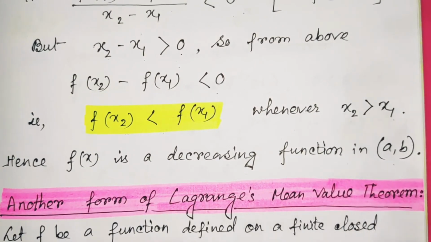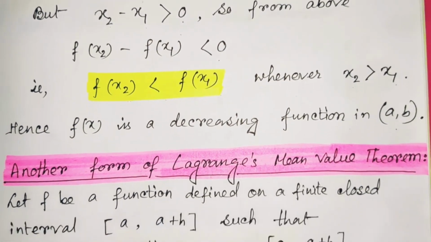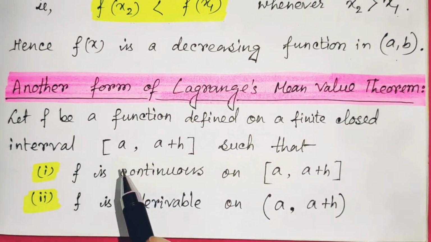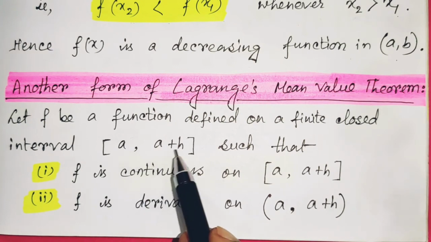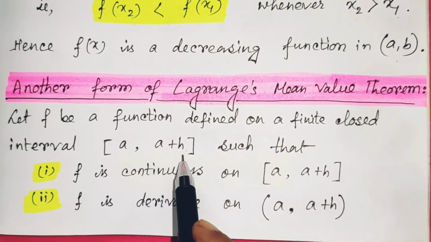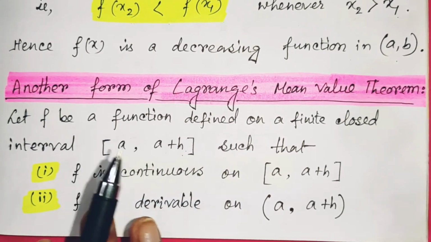I hope you understand all those questions. Now we are going to give one more different form of the Lagrange mean value theorem. What is that form? That is actually nothing very special, but just changing the interval. Previously we have started from the interval a comma b. Now we have changed the interval as a comma a plus h. So just the interval is changed and the rest is same.